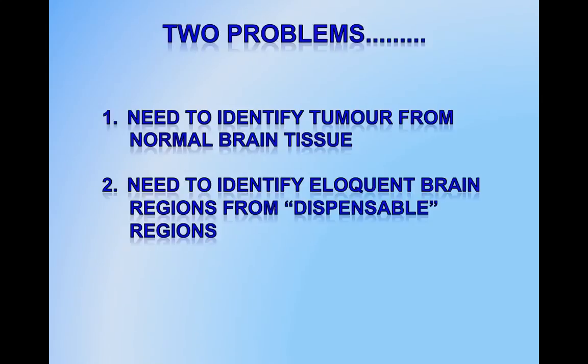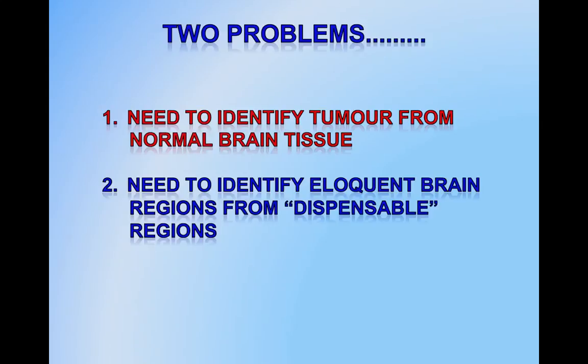I kind of tried to highlight here two problems that we have that we try and solve through imaging. The first one is we need to identify the tumour from normal brain tissue, and the second one is we need to identify these eloquent brain regions from what I call the more dispensable parts of the brain that they can cut out, and effectively you don't end up with a deficit after the surgery. So I'll start off with the first point.